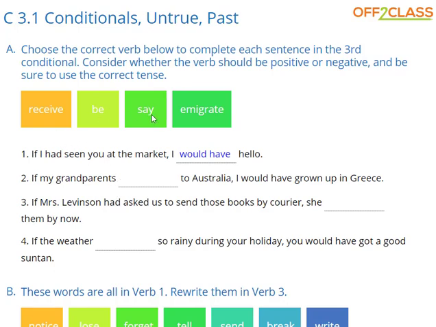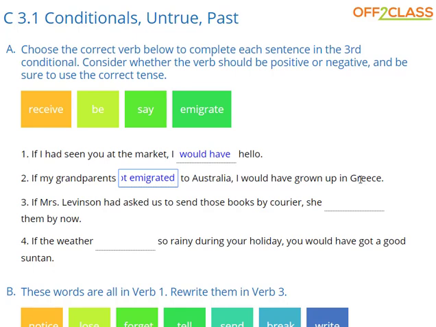Right? So which one is it? Is it receive, be, say, or immigrate? It is hadn't immigrated. So why is this hadn't immigrated? Because first of all, immigrate means you go to a different country. The reason it's hadn't is had not, another way of looking at it, right? So had not immigrated. If my grandparents had not immigrated to Australia, I would have grown up in Greece.